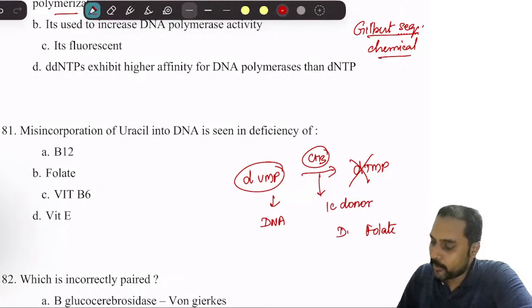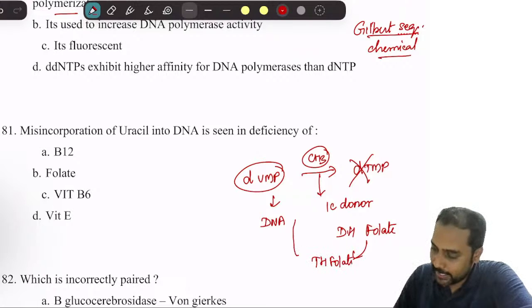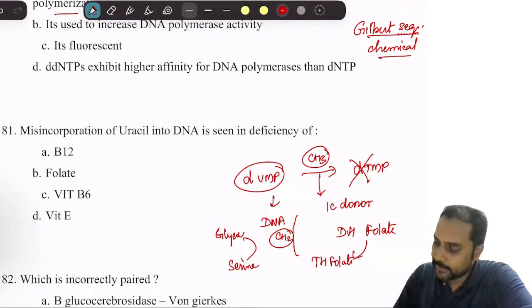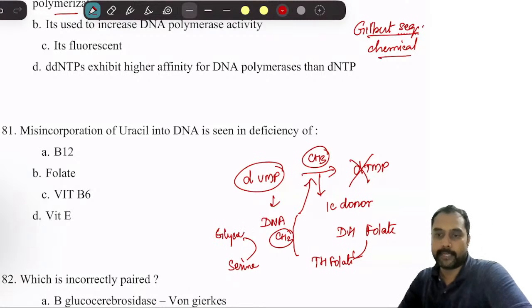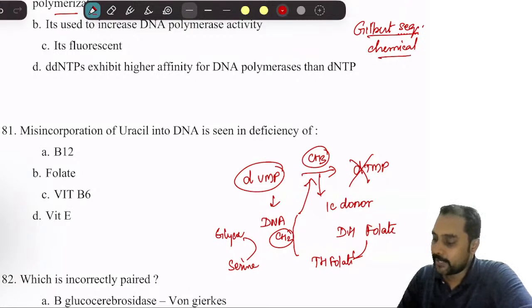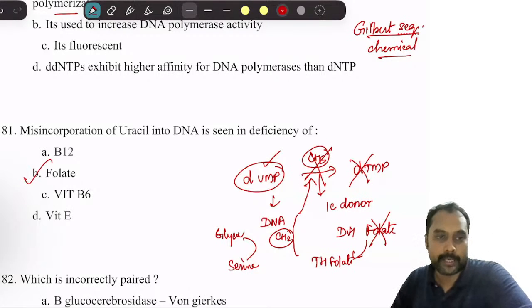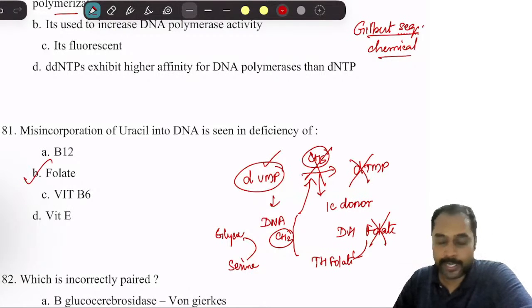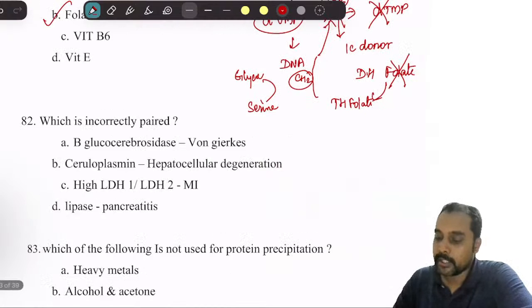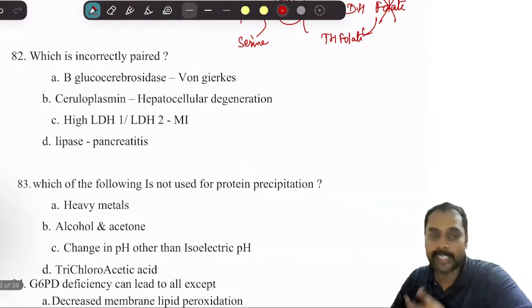So this dihydrofolate has to be converted into tetrahydrofolate. Tetrahydrofolate has to get 1 methyl group from the serine to glycine reaction. And this is given as the methyl group. So what is happening is when there is no folate, this reaction is not happening. So all the uracil is going to sit in the DNA, which is defective, right? So the answer here would be folate. So misincorporation of uracil into DNA is seen in the deficiency of folate.